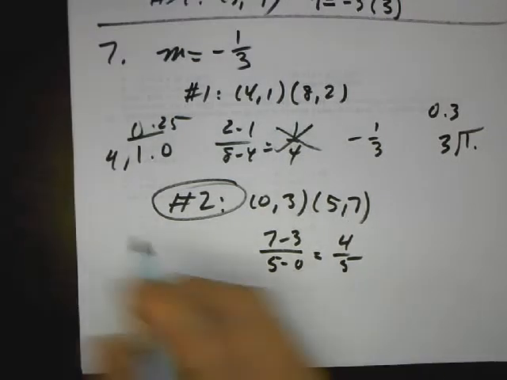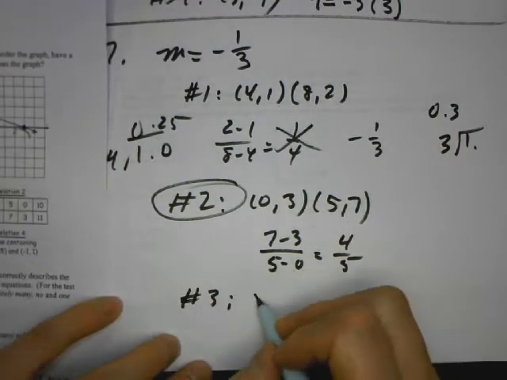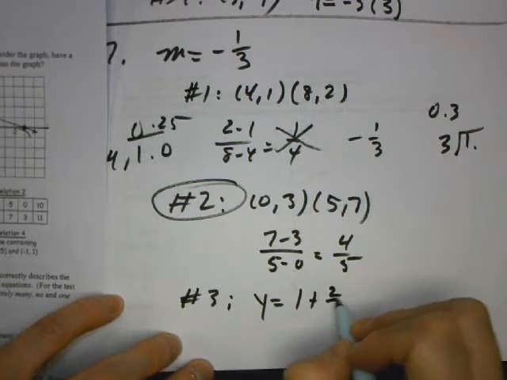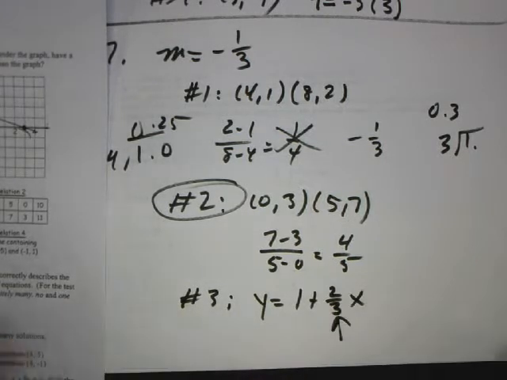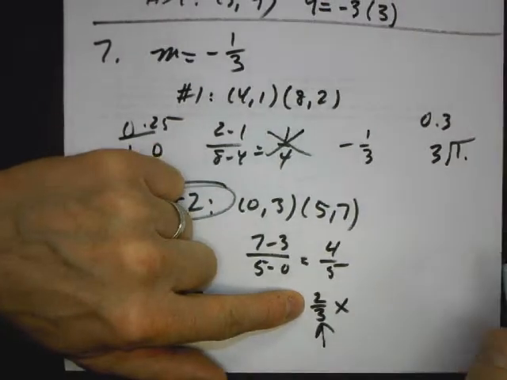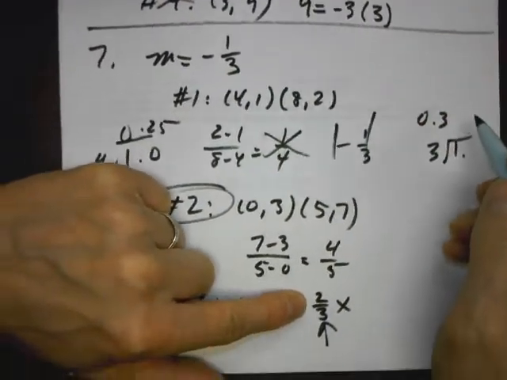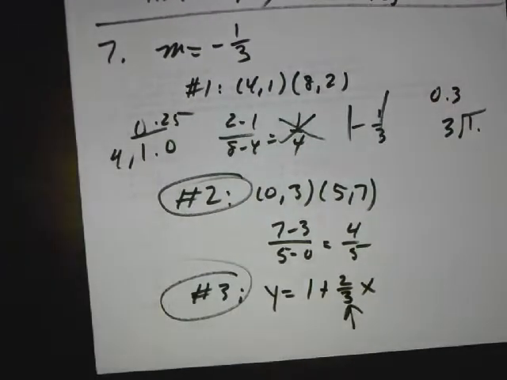Number 3. Relation number 3 is an equation that's in slope-intercept form, so the slope is right in front of us. 2/3 has a bigger absolute value than negative 1/3. Number 3 has a greater rate of change.